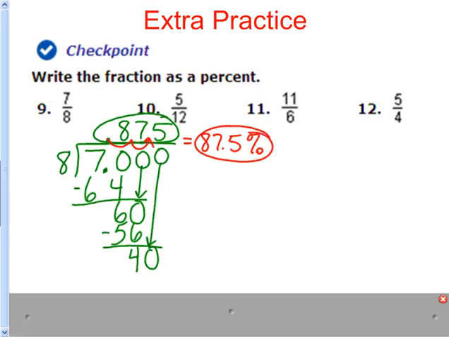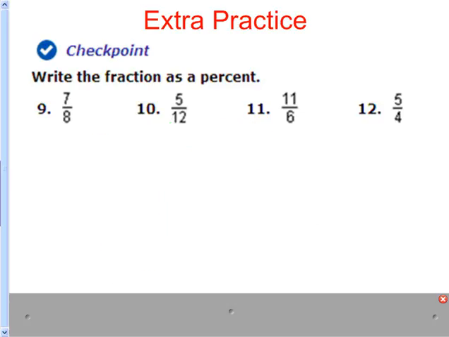So there's an example of taking a fraction and writing it in its decimal and then its percent. Let's take a look at 5/12. Another good thing to do is to estimate before you start dividing. Look at 5/12. That's a fraction that's close to a half. So I should end up with a percent that's pretty close to 50%.